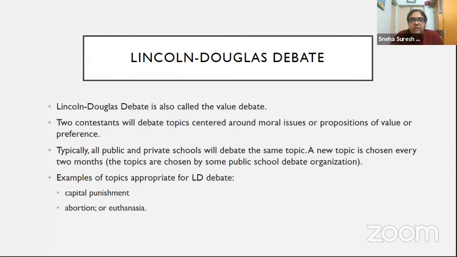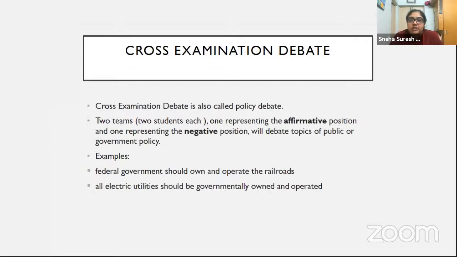Now, the next format that you have to know about is the cross examination debate. The cross examination debate is also called a policy debate. The policy debate is basically where you discuss topics of public or government policy, administrative issues, or any sort of concept that affects society as a whole.